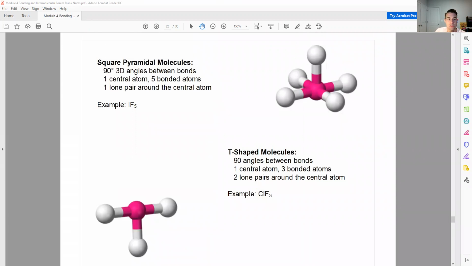Last two, we have square pyramidal. So it was a square planar, but it's got a bond on top. It takes one of those lone pairs and puts a bond on top. And then it's got one central, 5 bonded, 1 lone pair, 90 degrees between the bonds. This one cannot cancel. That lone pair here, nothing to pull it back down, so it cannot cancel. So IF5, iodine pentafluoride, 1, 2, 3, 4, 5, with a lone pair.